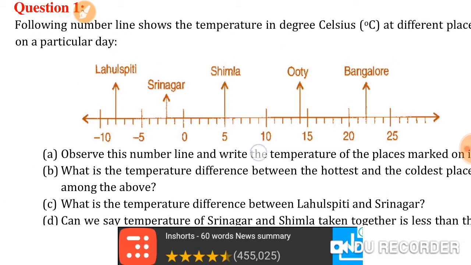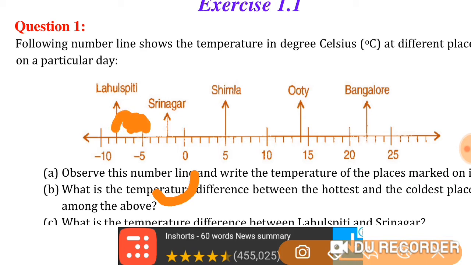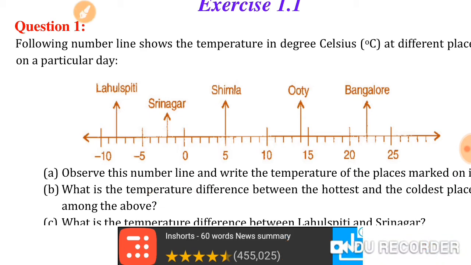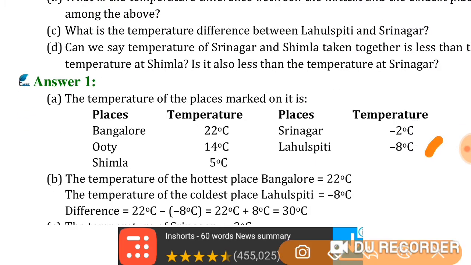Now Lahul Spiti we can see. It is before 0 degrees, after minus 5. You can take minus 5, after that minus 6, minus 7, minus 8. So this is Lahul Spiti. You can see it is minus 8 degrees. So these are the temperatures of the places marked on it.